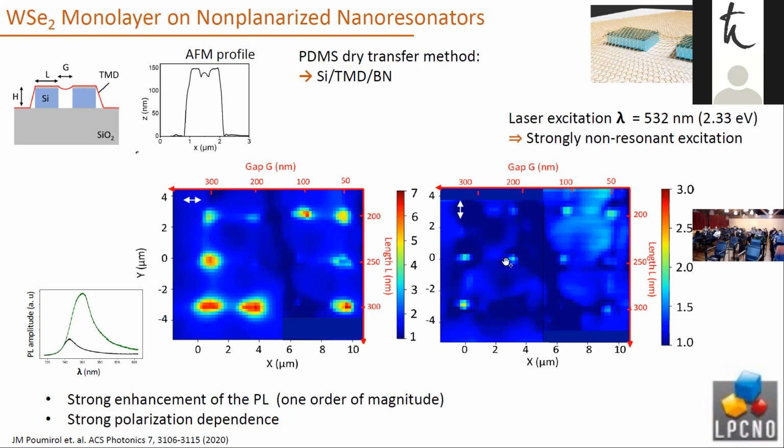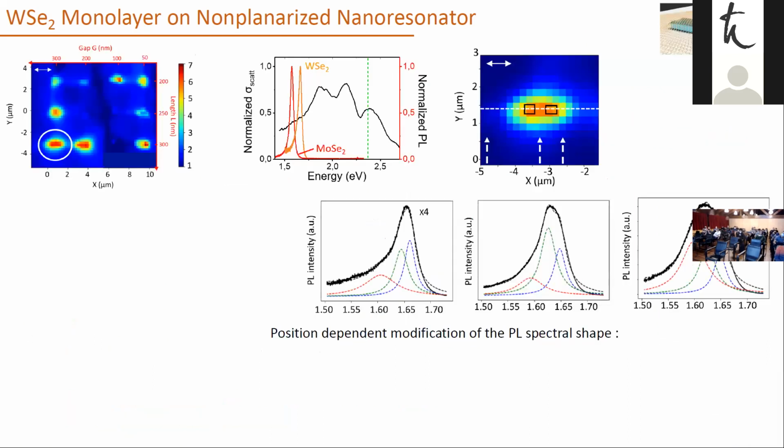So the first thing that comes to the eye is that for some of the antennas, there is a very strong PL enhancement, one order of magnitude nearly for those. And also there is a strong polarization dependence, with some antennas that can be completely turned off by turning the polarization by 90 degrees. So in more detail, I will focus on this antenna. In black is the normalized scattering. We chose this one because one of the resonances corresponds to the excitation energy, and the scattering is very close for MoS2 and WSe2 on this one.